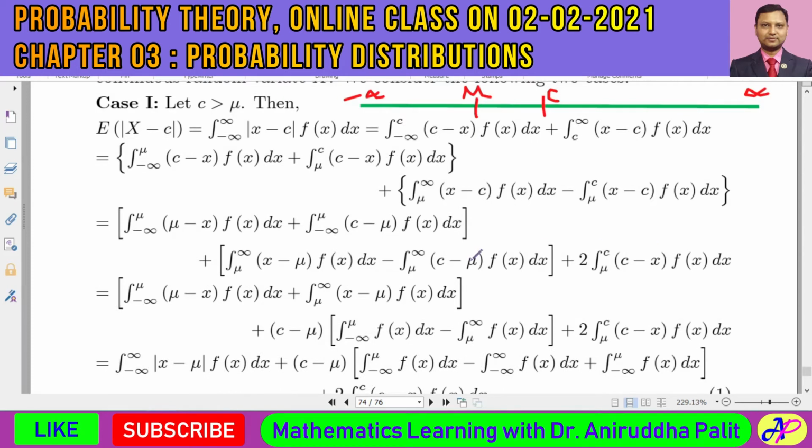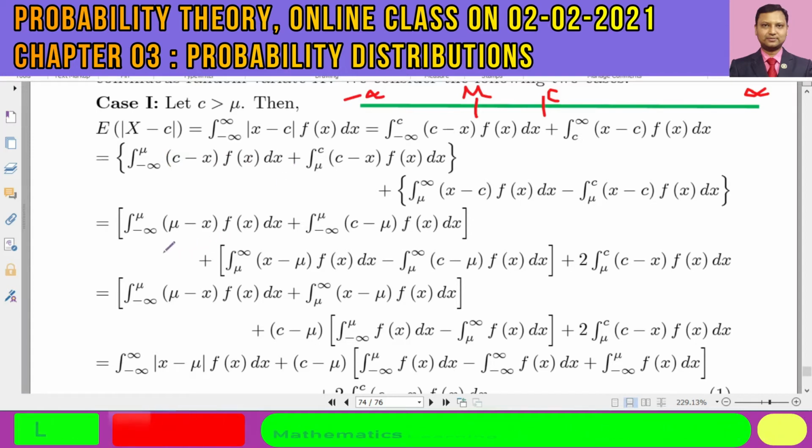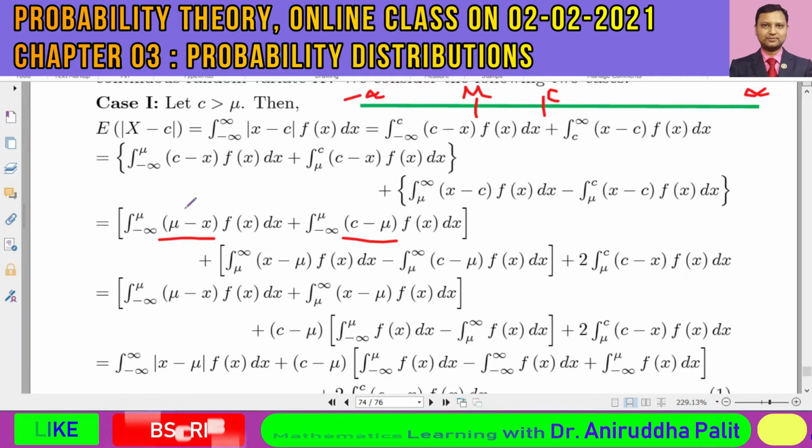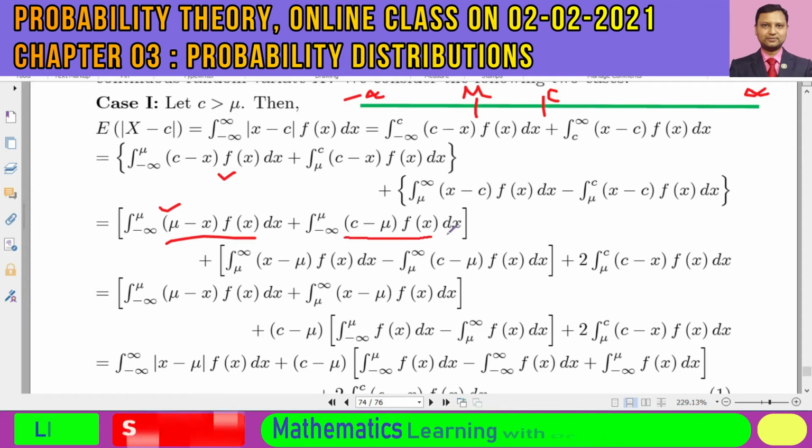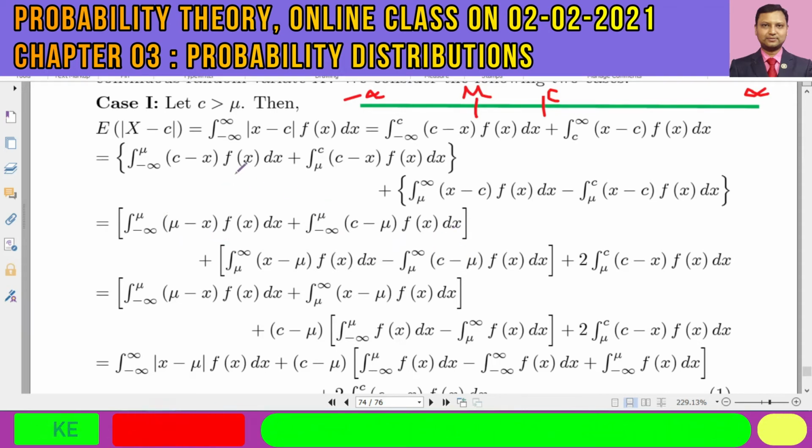Now you see over here it becomes a bit complicated. At first we are dealing with this integral, where the integrand is c minus x. This integrand c minus x is now decomposed as mu minus x plus c minus mu. Then this minus mu and this plus mu will get cancelled, and ultimately we will have c minus x. As a result, this integral can be decomposed into an integral where the integrand is mu minus x into fx, and the second integral would be c minus mu into fx. So in this way we are decomposing this first integral.